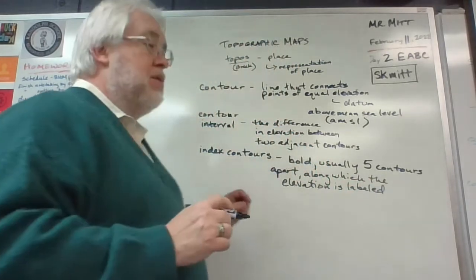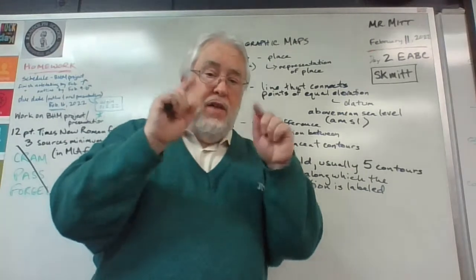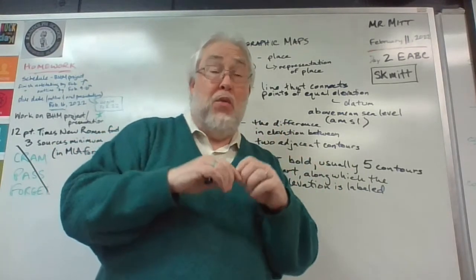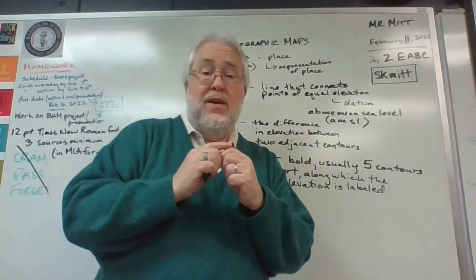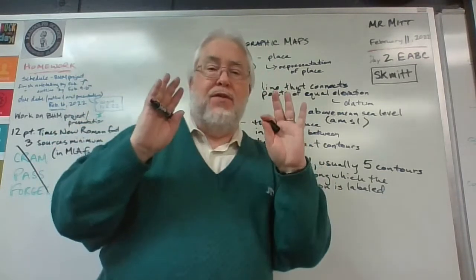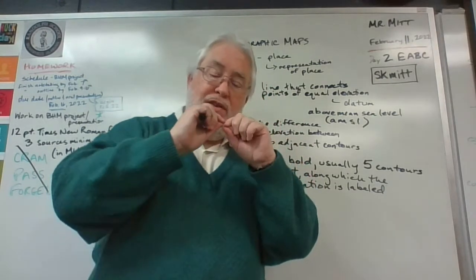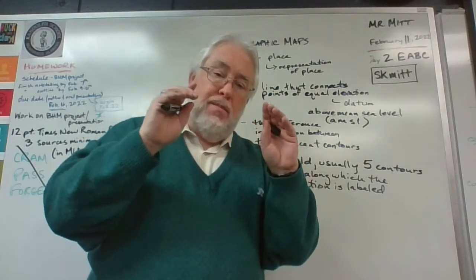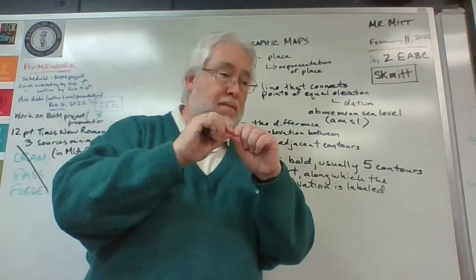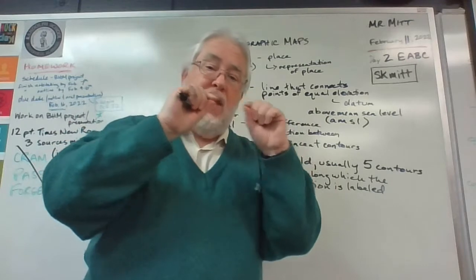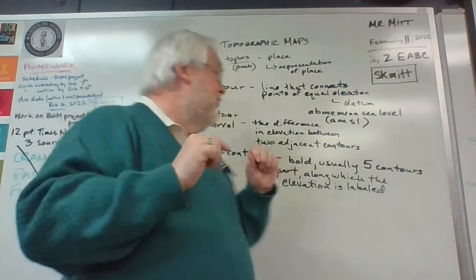So if you want to know what an elevation is, not all of the contours are labeled. If all of the contours were labeled, we'd have a map that's just covered with numbers, and it'd be hard to make much sense of it. So what they do is make every fifth contour, in most cases, bold, and somewhere along that line, you will see the elevation labeled for you.